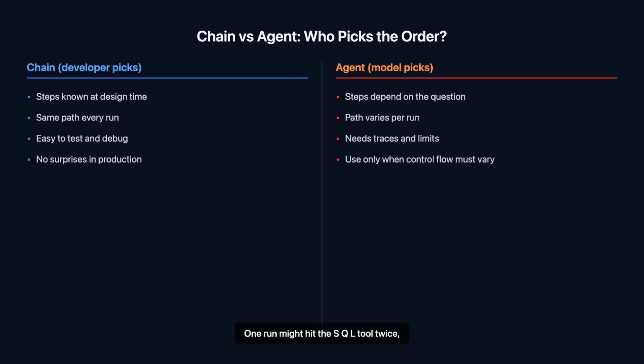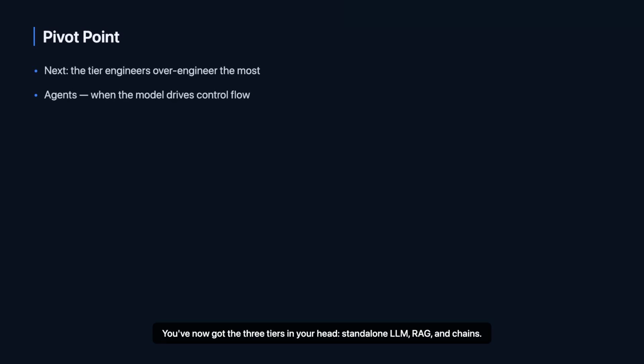One run might hit the SQL tool twice, another run might only call retrieval. You need tracing to see what actually happened, and you need iteration limits so a runaway loop doesn't burn your budget. Use an agent only when control flow must genuinely vary with the input. If the steps are fixed, you don't need a model deciding them. You've now got the 3 tiers in your head: standalone LLM, RAG, and chains. The rest of the video goes deeper on the tier engineers over-engineer the most. Agents, specifically, the case where the model itself drives the control flow.